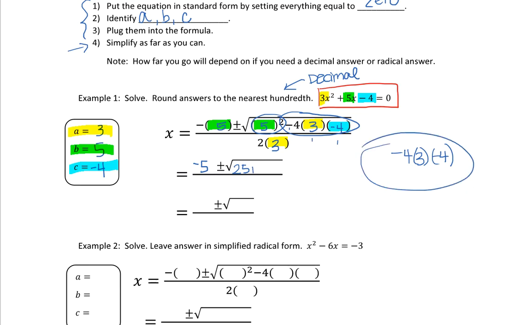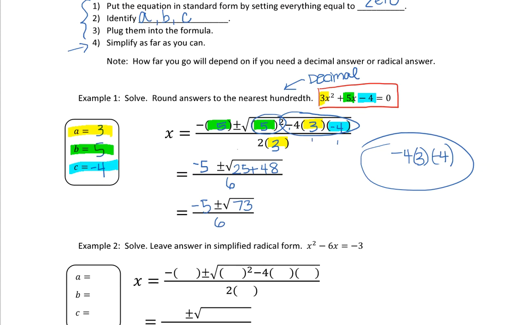Okay, so I'm going to have plus, and then 4 times 4 times 3 is going to give me 48. And then my denominator is going to be 2 times 3, which is 6. Okay, so then 25 plus 48, I just have to add that up. That's going to be 73. And then 6.